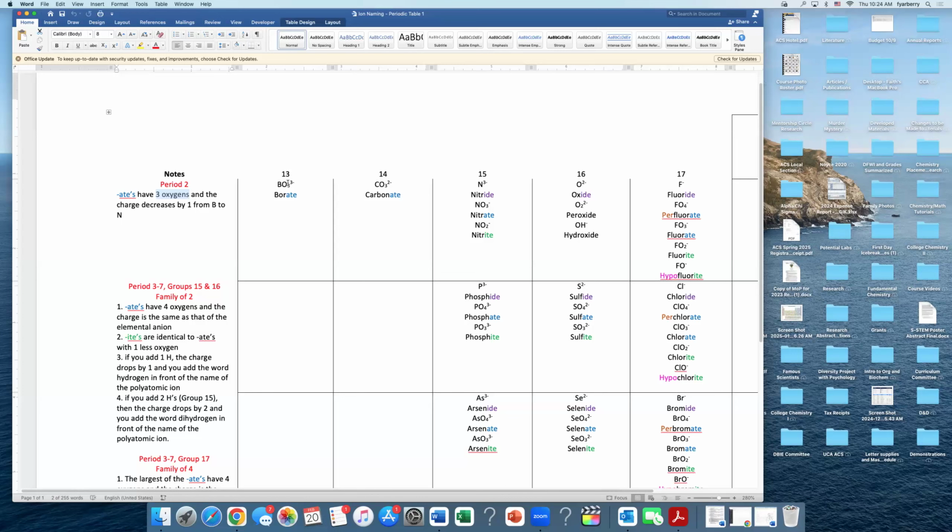The other thing you will notice is that borate has a -3 charge, carbonate has a -2 charge, and nitrate a -1 charge. In other words, the charge is steadily going down as you go from left to right. So if you can remember borate, you have a lot of information about carbonate and nitrate as well, because borate has 3 oxygens and a -3 charge. Carbonate will have 3 oxygens and a -2 charge. Nitrate will have 3 oxygens and a -1 charge.